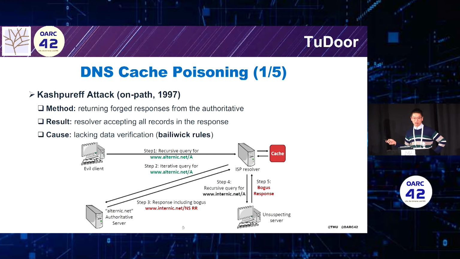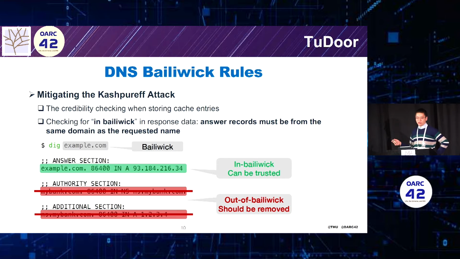The cause of this is a lack of data verification, or we say we didn't have bailiwick rules. So the mitigation of this cache poisoning attack is that we introduce bailiwick rules. For example, if we want the records of example.com, but the response also returns mybank.com or further dns.mybank.com in the authority section and the additional section, it is unacceptable, which is called out of bailiwick. We just ignore those records and only take in the in-bailiwick records.